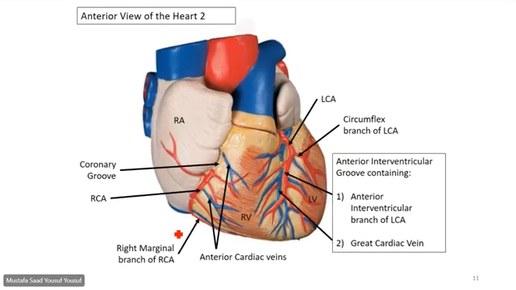Okay, let's talk about another aspect of the heart, which is the blood supply of the heart. All the blood vessels of the heart are found in grooves. First we have the coronary groove, which is a groove that separates the atria from the ventricles.